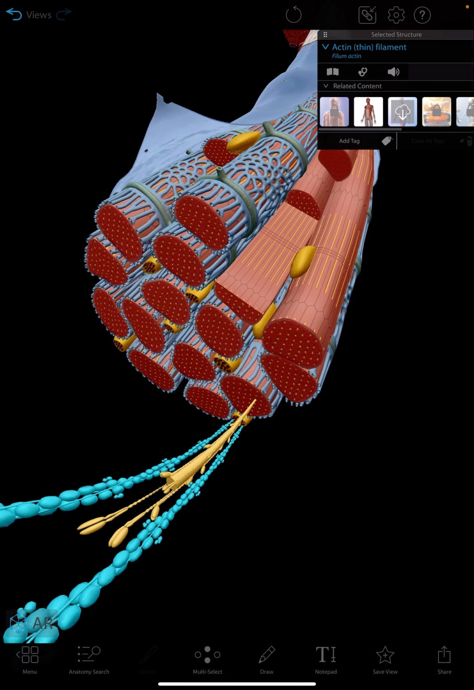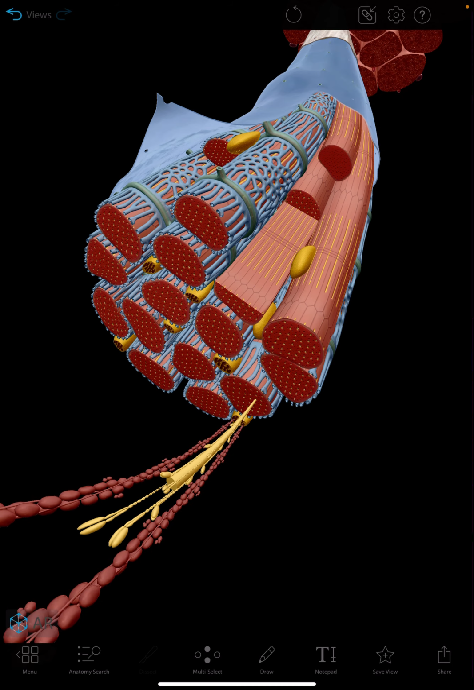Cardiac muscle, so heart muscle, would be similar because it's also striated, and then smooth muscle would be a little bit different because it is non-striated, hence the name smooth.